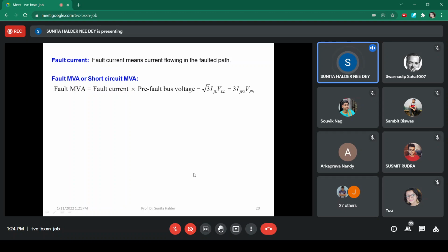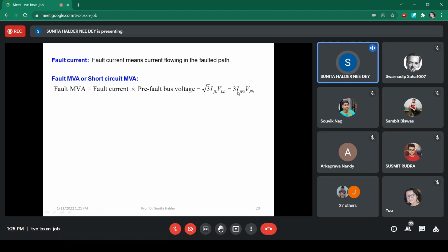So if we know the pre-fault bus voltage, then if we multiply it by the fault current, we can get the fault MVA. Generally, we represent it on a three-phase basis, so it will be root 3 VL IL or 3 VP IP. And fault MVA or short circuit MVA is actually required to select the circuit breaker capacity of the system. Say if for a system the fault MVA is 130 MVA, then we shall select a circuit breaker with a capacity of 150 MVA or 140 MVA, not less than 130 MVA, right?